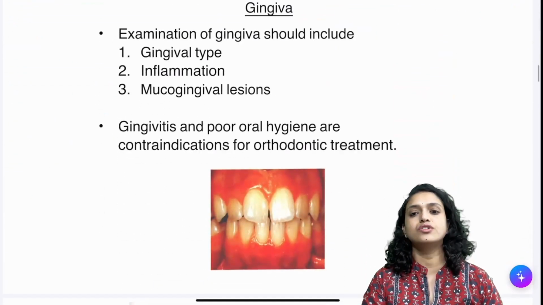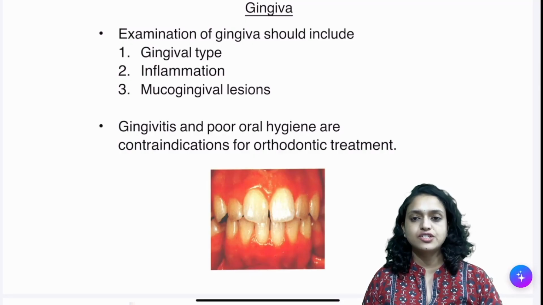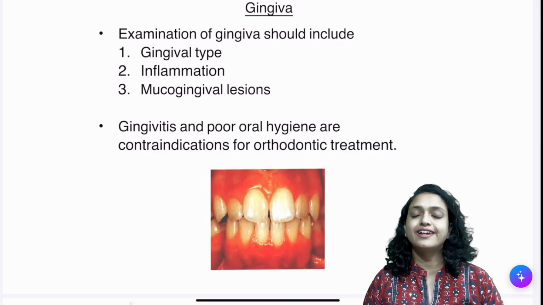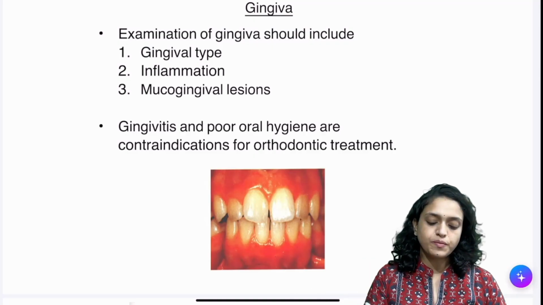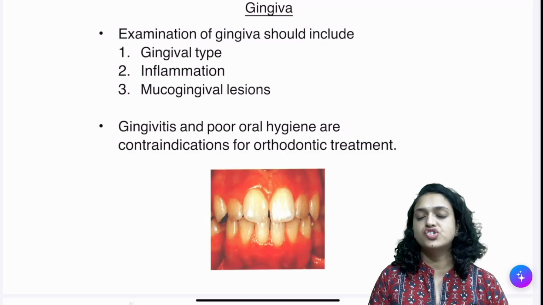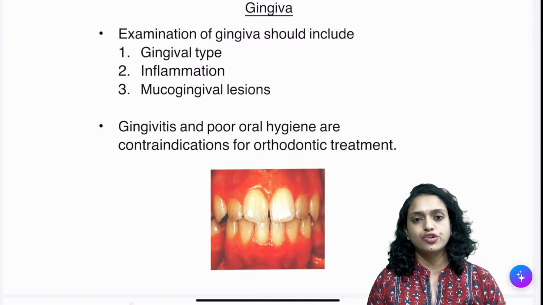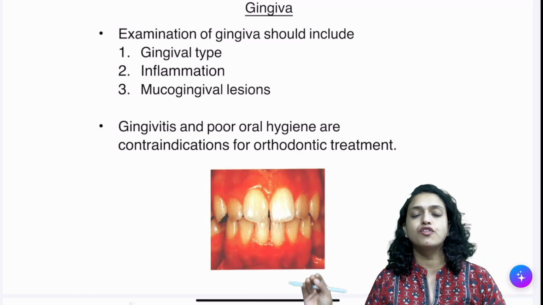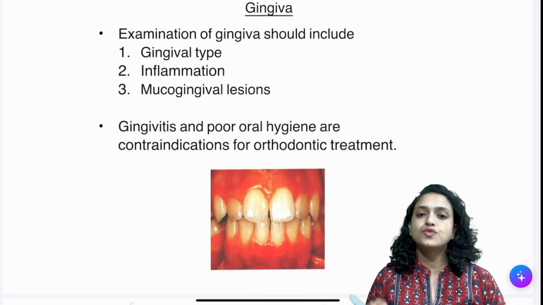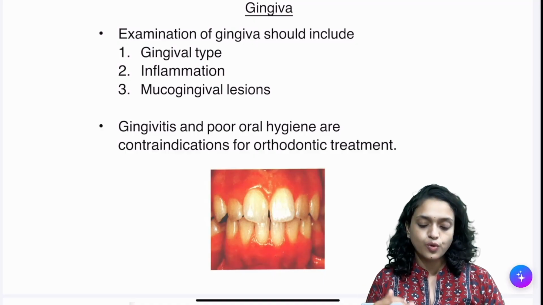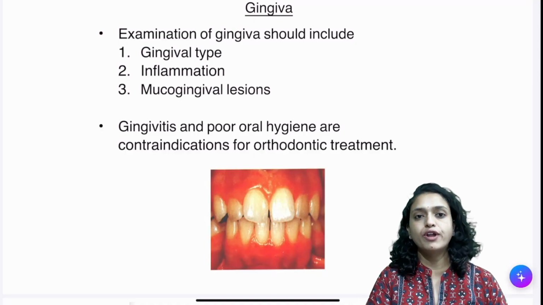Next, we move on to gingiva. Gingiva is a very essential part of orthodontic preclinical diagnosis because inflammation can indicate different things. One important reason is that poor gingival hygiene is an indicator that the patient will not maintain hygiene during orthodontic treatment or is going to develop some sort of complication during orthodontic treatment. So, adequate oral hygiene instructions and management of the gingival condition and oral hygiene prior to orthodontic treatment is very, very essential. Hence, knowing the gingival issues beforehand is very important.